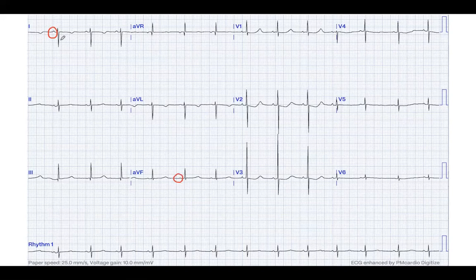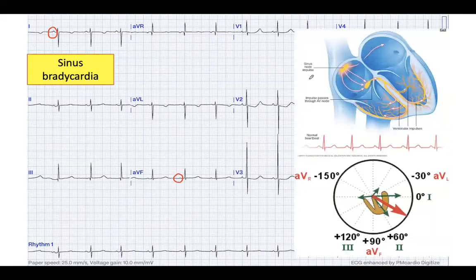So you have a positive P wave in lead 1 and lead aVF, which suggests an atrial activation that's going towards the left side, i.e. positive in lead 1, and towards inferior, i.e. positive in aVF. Okay, guys? So the P wave axis is normal for this patient.